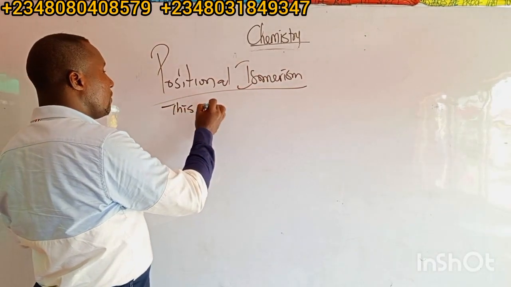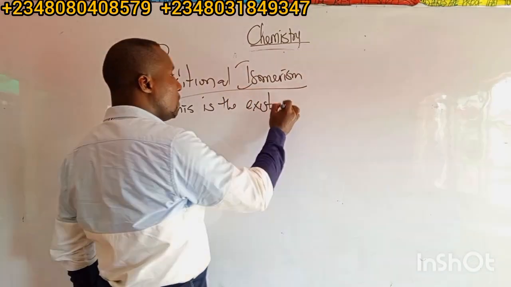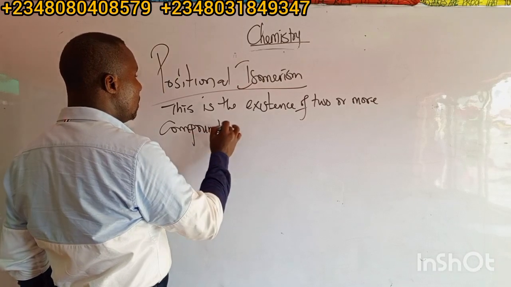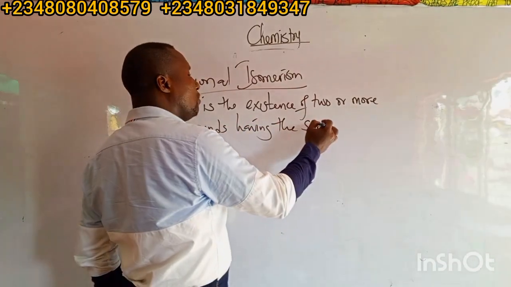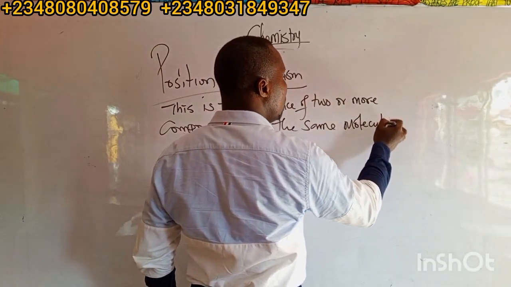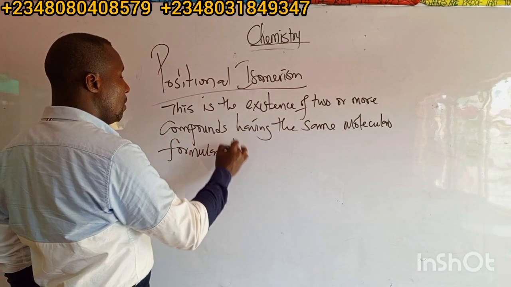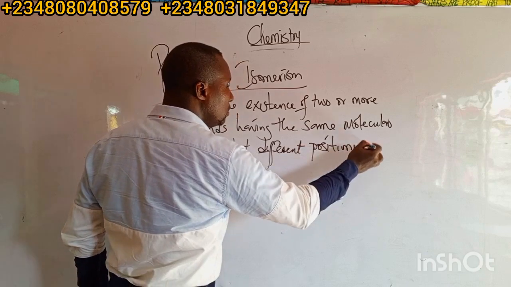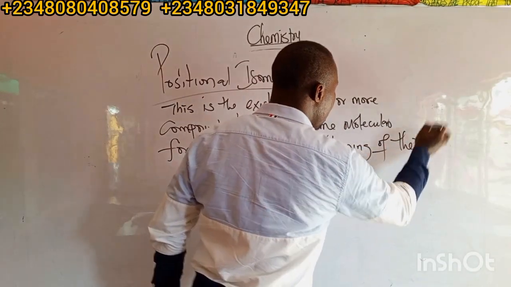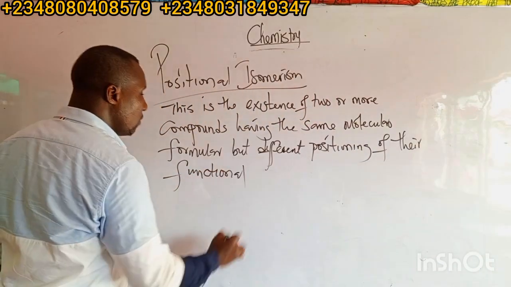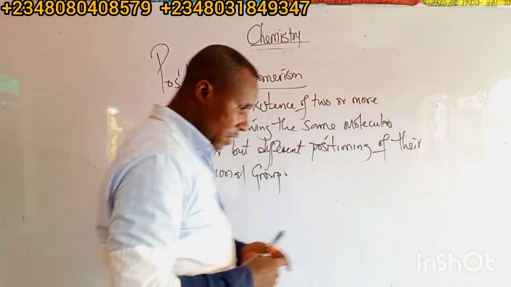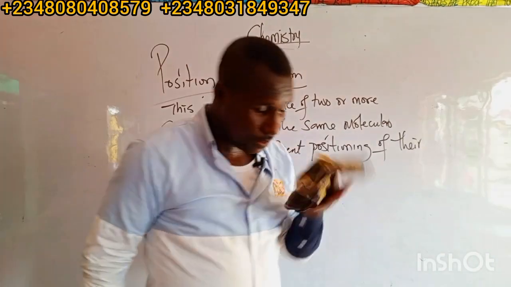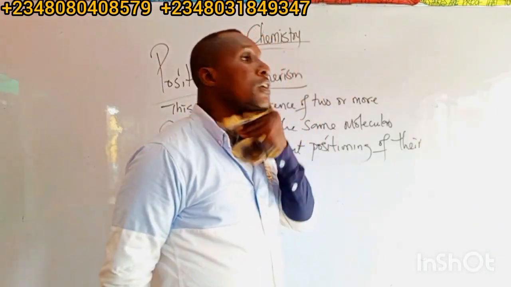Positional isomerism is the existence of two or more compounds having the same molecular formula but different positioning of their functional group. Take note, different positioning of the functional group. That's why it is called position isomerism.